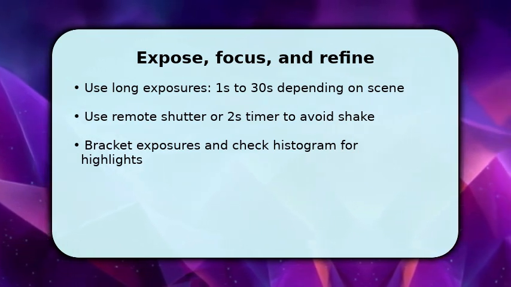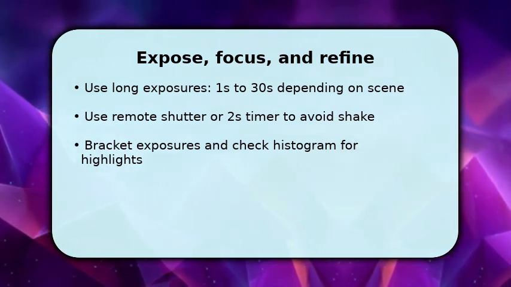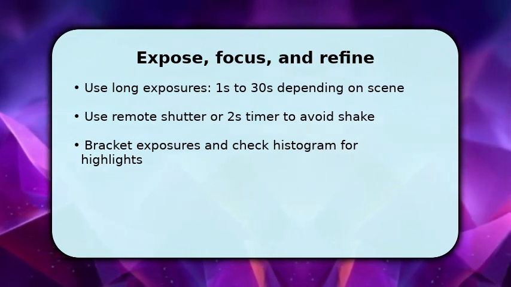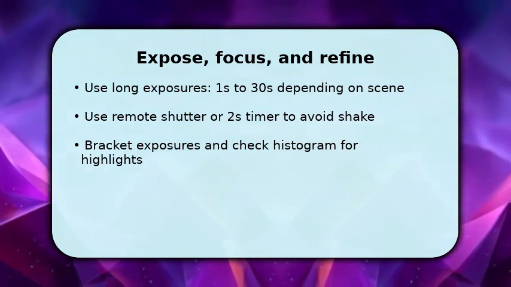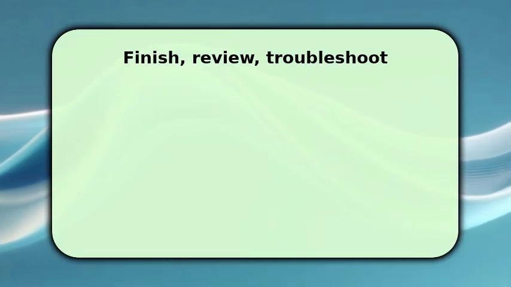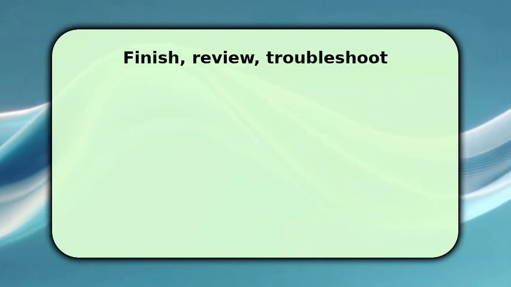Then bracket shots by varying shutter or ISO to ensure you capture shadow detail and preserve highlights. Once you review the histogram, you'll know whether to tweak settings further. Finish by reviewing images at full magnification so you can see noise and sharpness. This shows you what to change next.